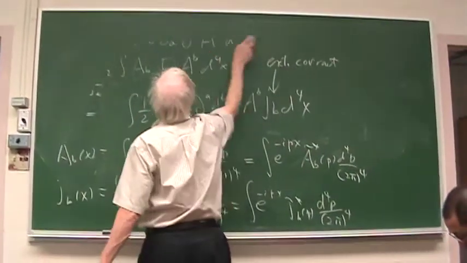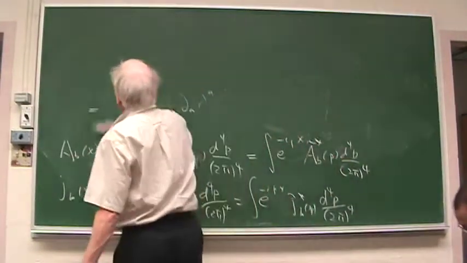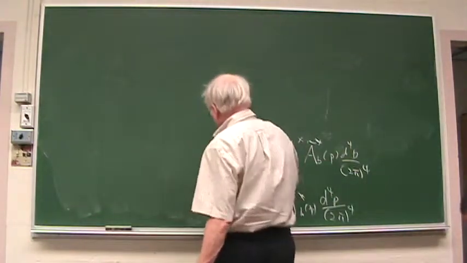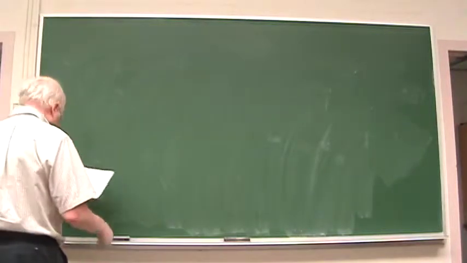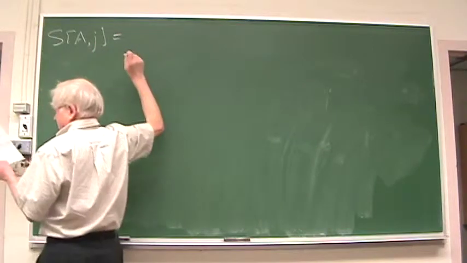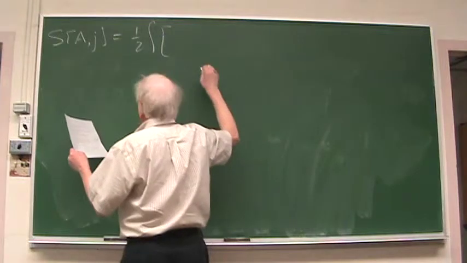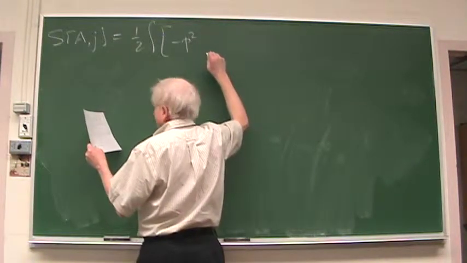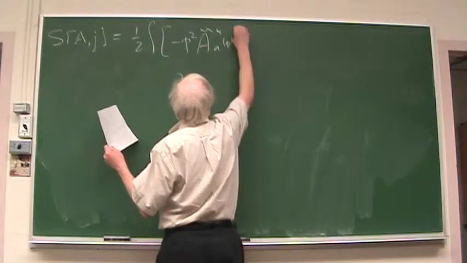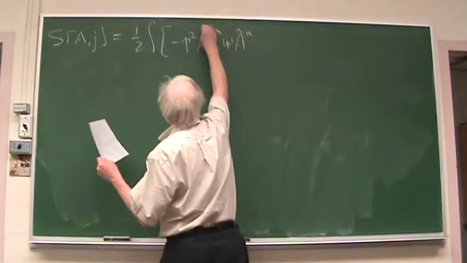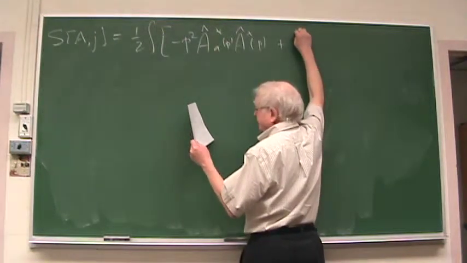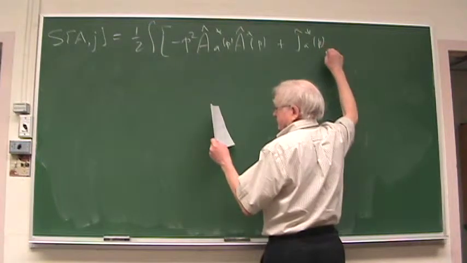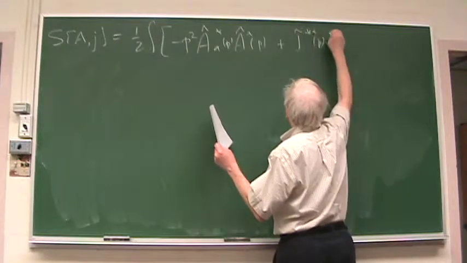In the substitution, by the way, Zee takes a somewhat different point of view. He uses matrix inverse matrix multiplication, but I think what I'm doing is simple. So we get S of A and J is equal to a half an integral minus p squared A tilde star A of p A tilde. Oh, these are hats. In fact, they're hats in my notes. I wrote it this way, but I think it would be better to write it this way.